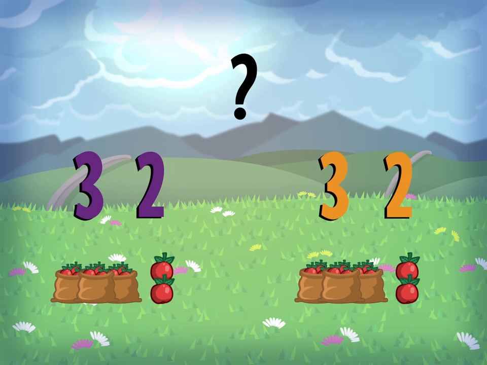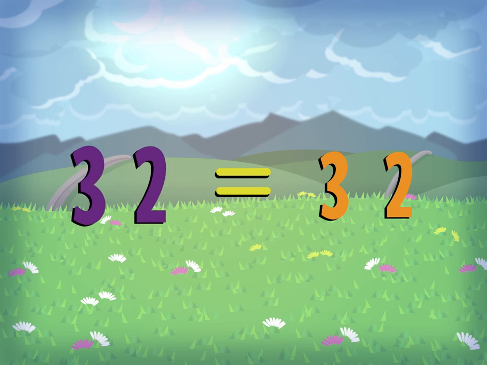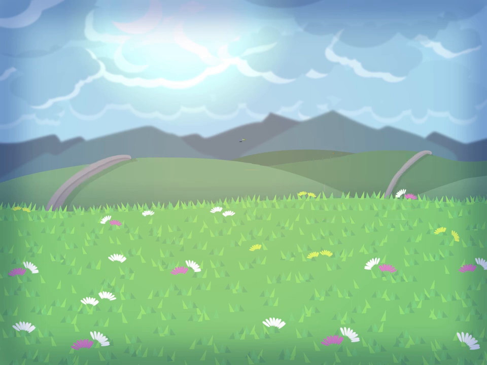Now, we see that the number 32 on the left has the same amount of tens and ones as the number on the right. To show that, we use the equal to sign. To read this math sentence, we say 32 is equal to 32 because they have the same amount of both tens and ones. Well done.